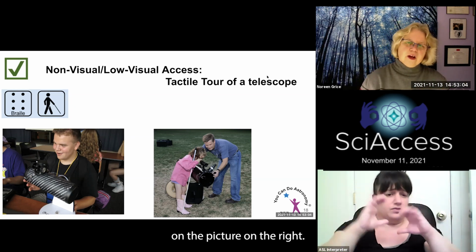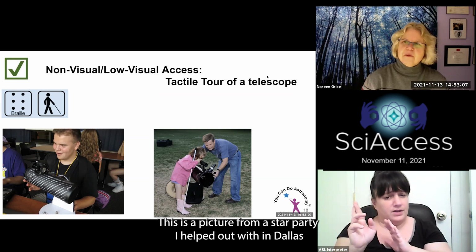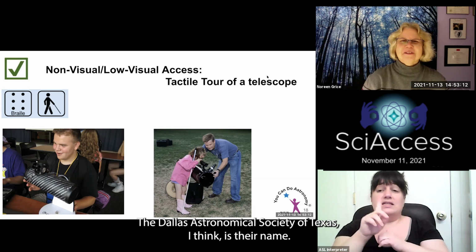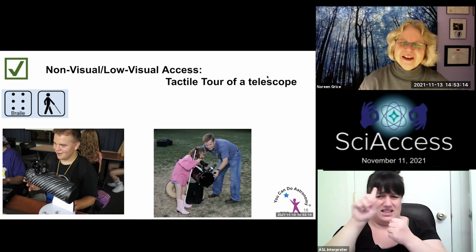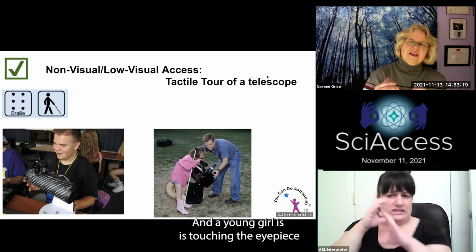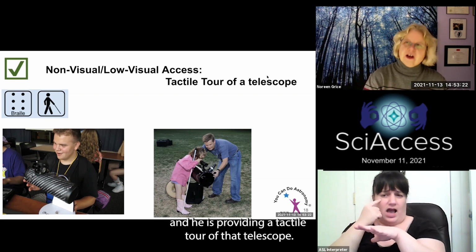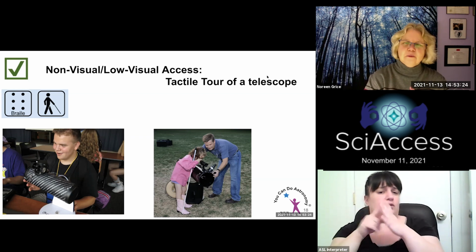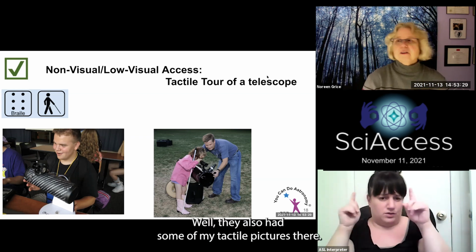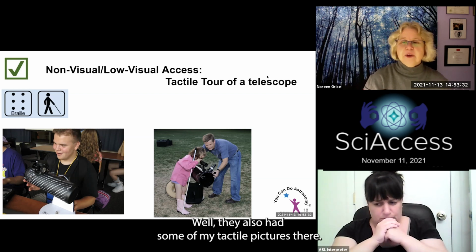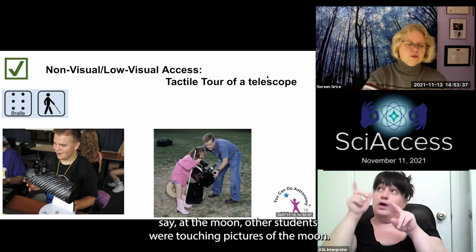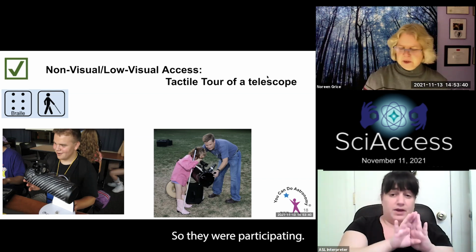On the picture on the right, this is a picture from a star party I helped out with in Dallas with the Dallas Astronomical Society of Texas, I think is their name. And so the amateur astronomer has his Dobsonian telescope, and a young girl is touching the eyepiece, and he is providing a tactile tour of that telescope. So they are able to participate and understand how the telescope works. They also had some of my tactile pictures there. So while people were looking through the telescope, say at the moon, other students were touching pictures of the moon, so they were participating.